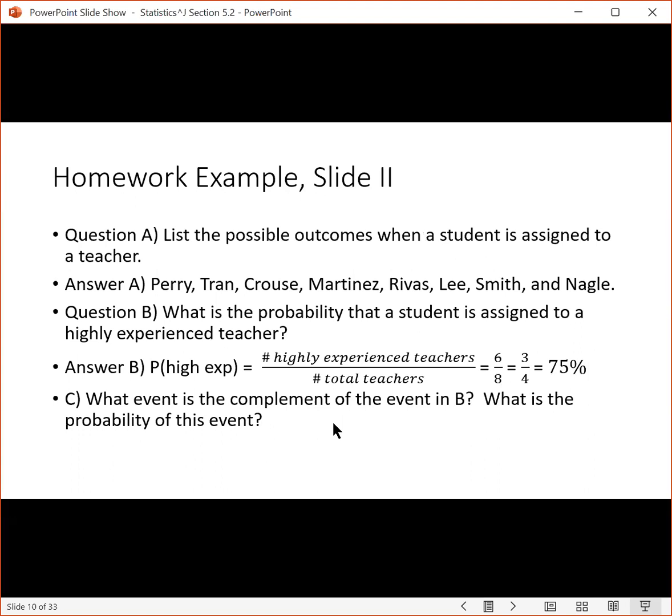So let's just take a look. I typed all that up. So list the possible outcomes. So we've got the 8 teacher names. What's the probability the student is assigned to a highly experienced teacher? So that's the number of highly experienced teachers over the total number of teachers. And that's going to be 75%.